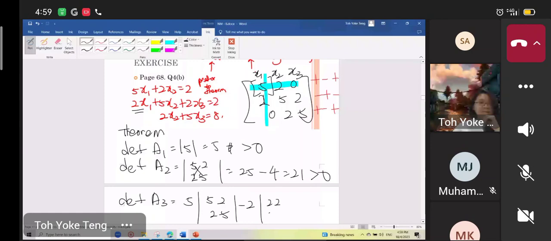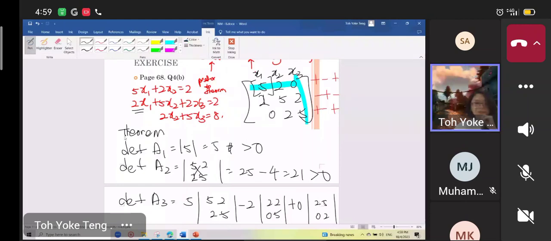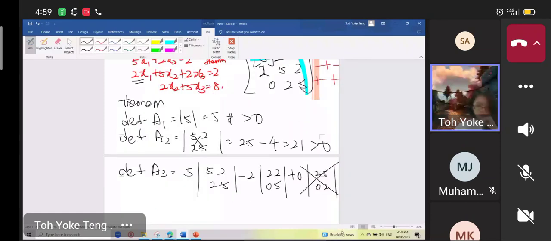2, 2, 0, 5. And then plus zero. This one is 2, 5, 0, 2 as refers to here. Okay, this one no need to write it. I just want to write it down to show you what you are going to get if you proceed with this calculation. So for this one, just the same thing that refers to here.